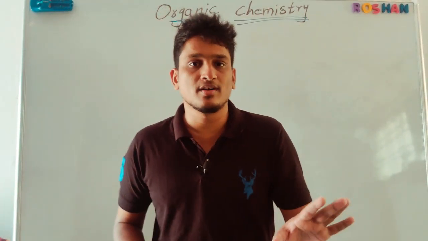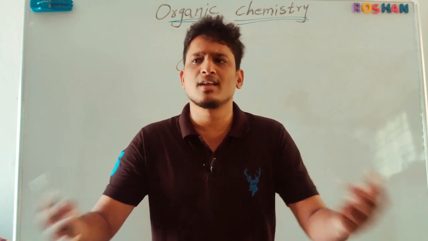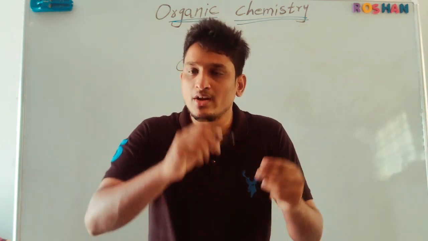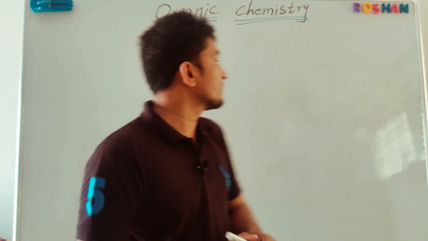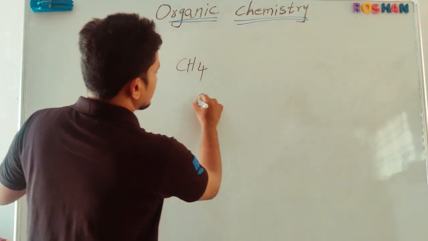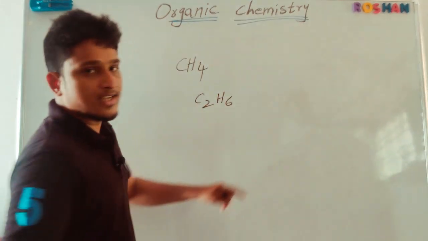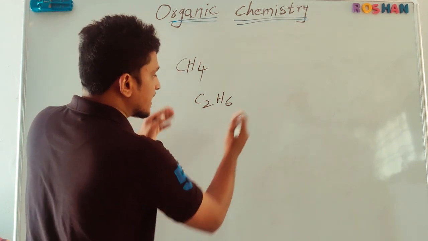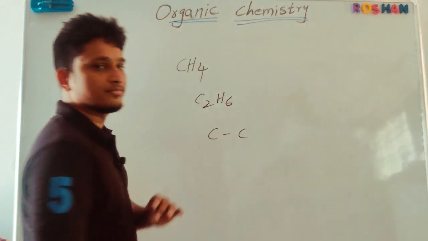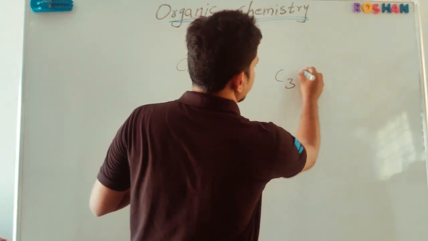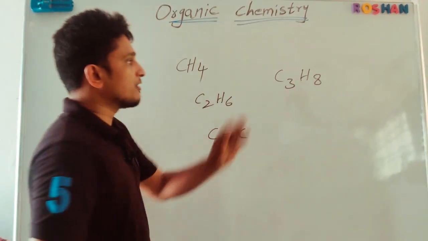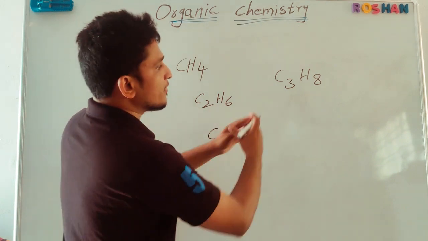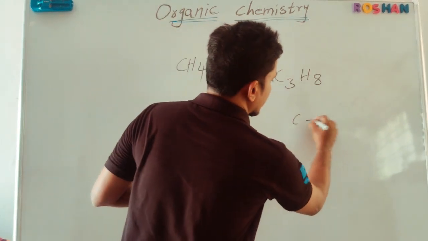So why am I saying this? Because in organic chemistry there are many compounds, and every time there is no need to write the whole formula. For example, C2H6. What is this compound's name? Ethane, yes or no? So instead of writing the whole compound, we can directly mention it like this. For example, C3H8. How many carbons are there? 3 carbons are there. If you want to write it completely, you should write like this.